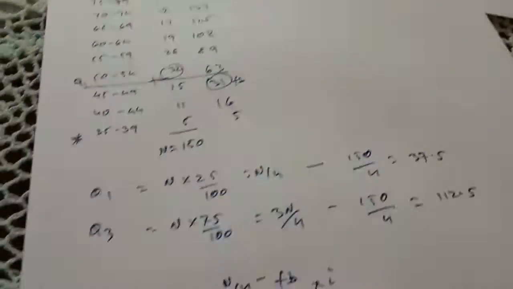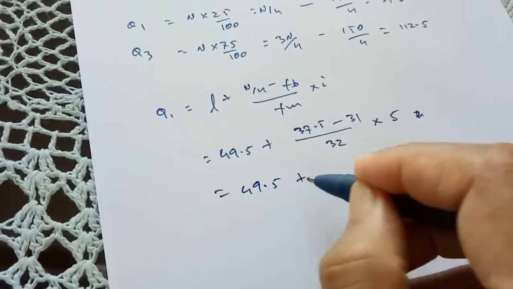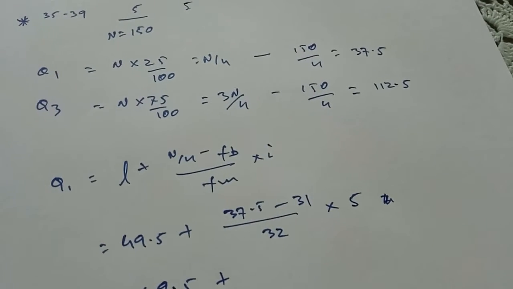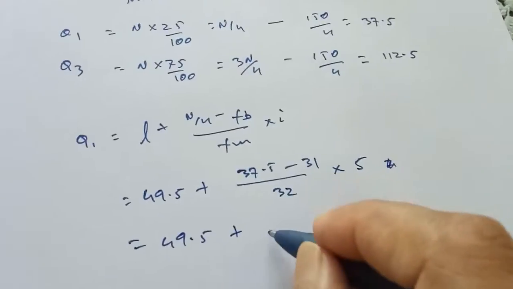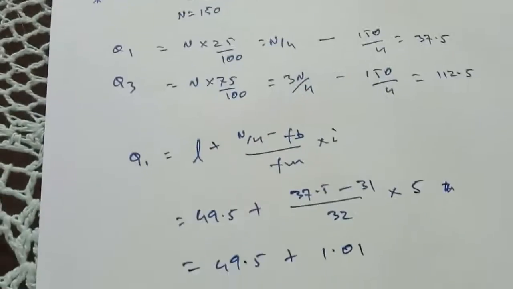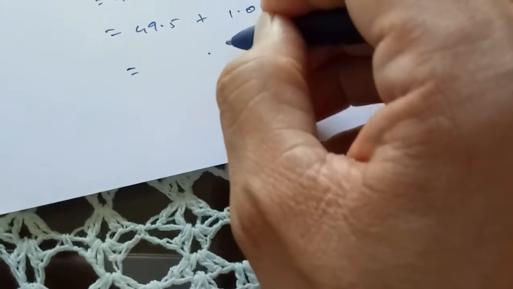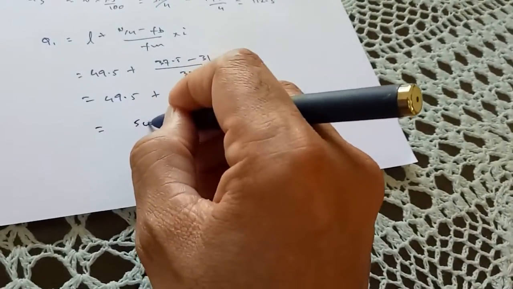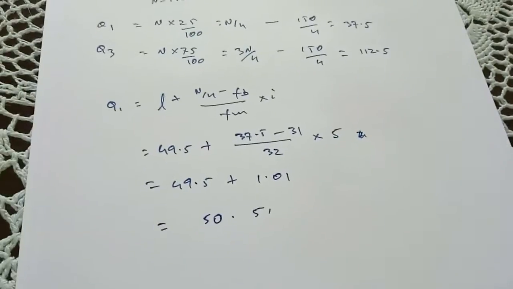49, or maybe I'll just write here as you would be used to, 49.5 plus, all right, I'll just make use of the calculator here. This is equals to 1.01. All right, 49.5 plus 37 minus this is 1.01. Okay, what I have is 50.51. That is the value of Q1.